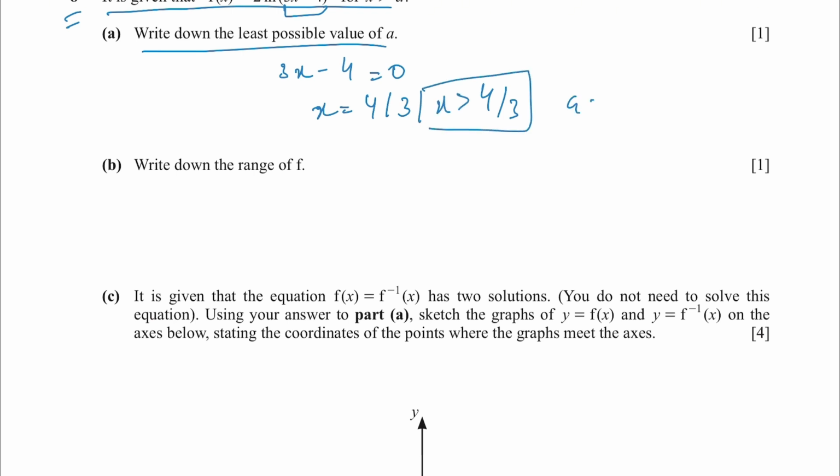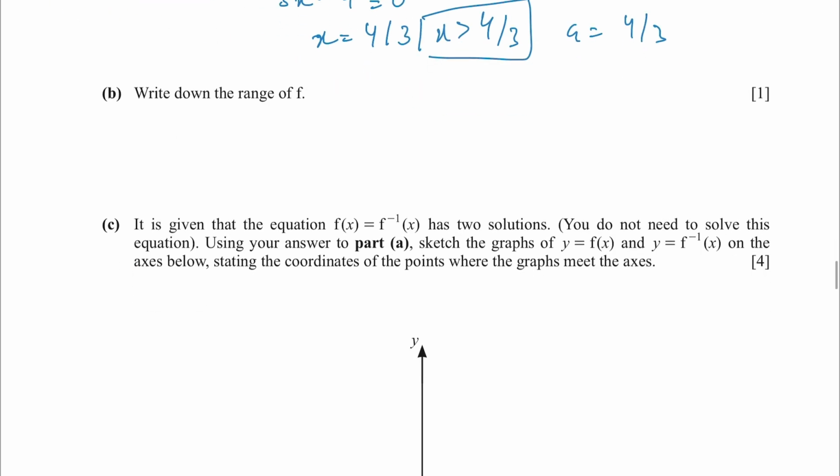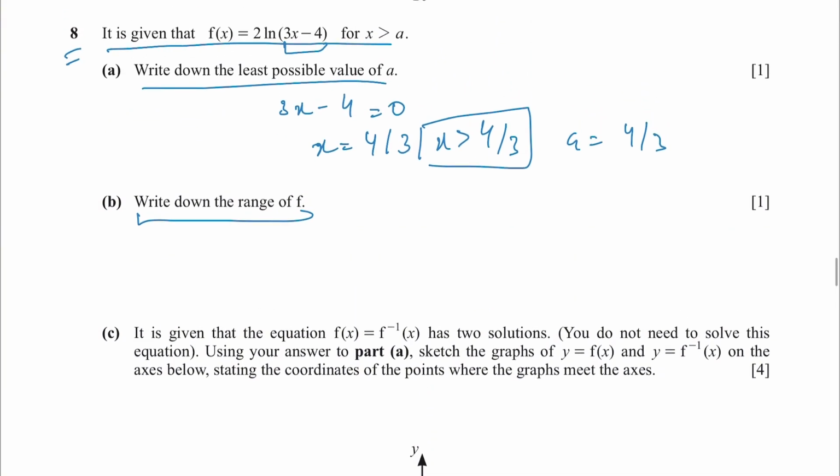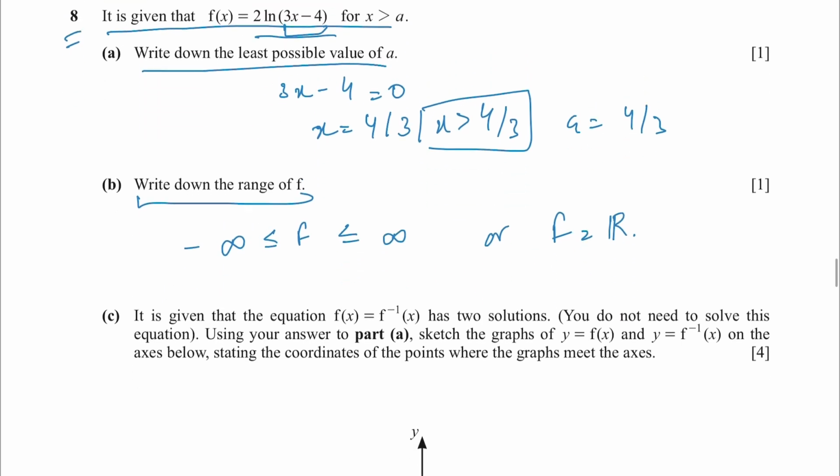X should be greater than 4 over 3. So our a is 4 over 3 basically. Write down the range of f. We need the range of f. If we look at it carefully, this can go in negative and positive anywhere. So this would look like negative infinity till positive infinity. So we will have a range as negative infinity and positive infinity. Or we can write it as f belongs to the real numbers, positive and negative both.